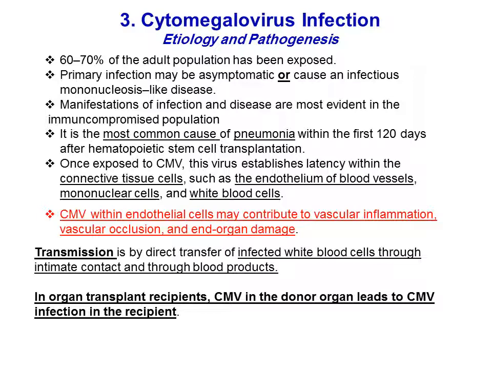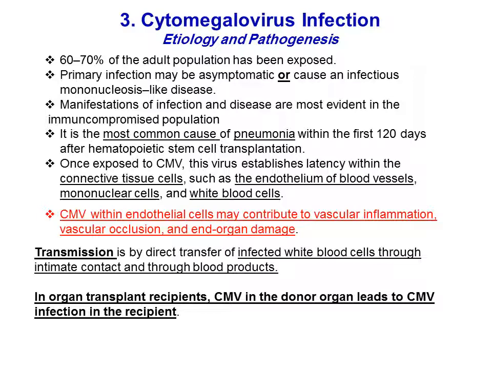transplantation. Once cytomegalovirus is established, latency occurs within connective tissue cells, such as the endothelium of blood vessels, mononuclear cells, and white blood cells. Cytomegalovirus within the endothelial cells may contribute to vascular inflammation, vascular occlusion, and end organ damage of the affected organ.